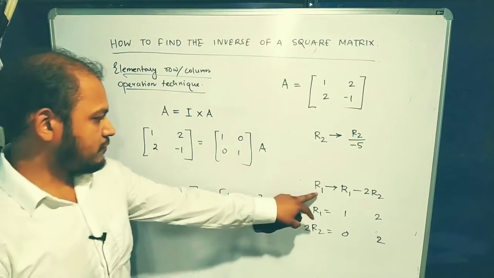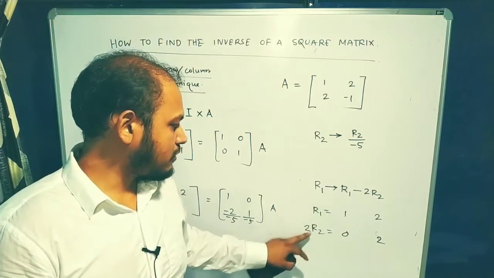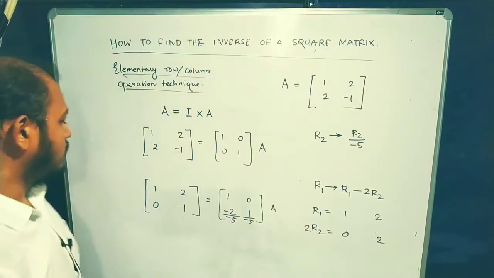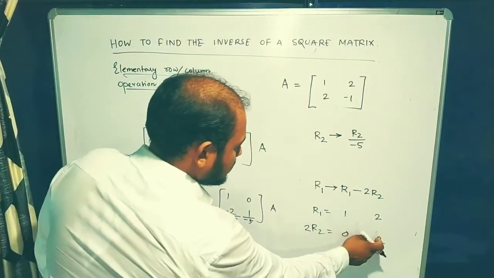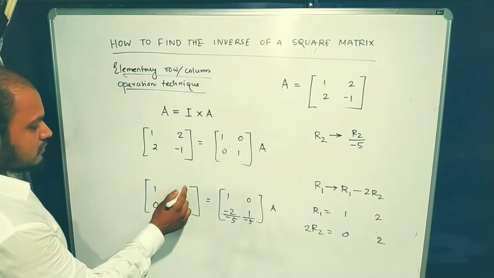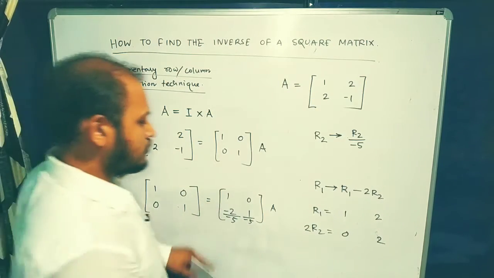Now in the position of R1, we are changing R1 to R1 minus 2R2. So R1 minus 2R2 is 1 minus 0, which is equal to 1. It is 1, staying the same. And what about 2 minus 2? 2 minus 2 is equal to 0. Right? In a similar fashion, you have to do this here also.